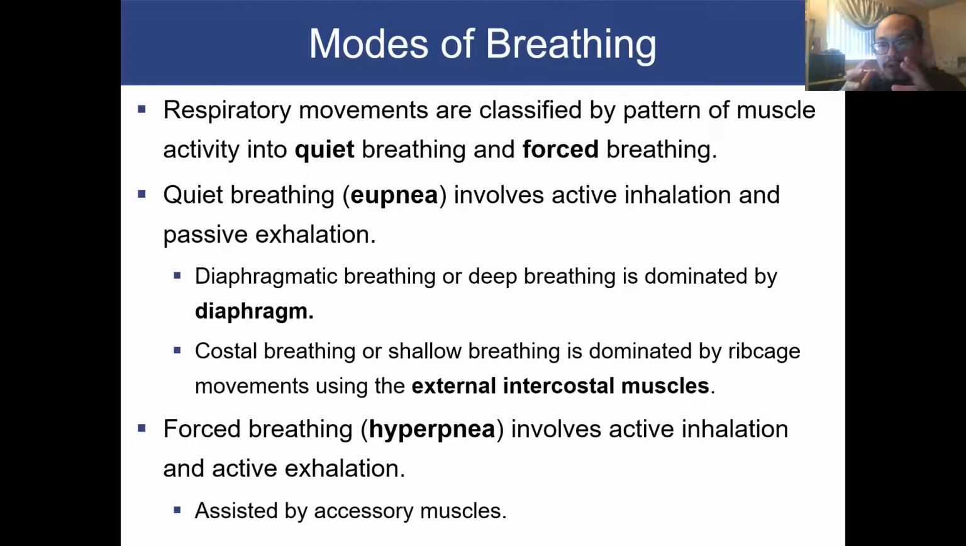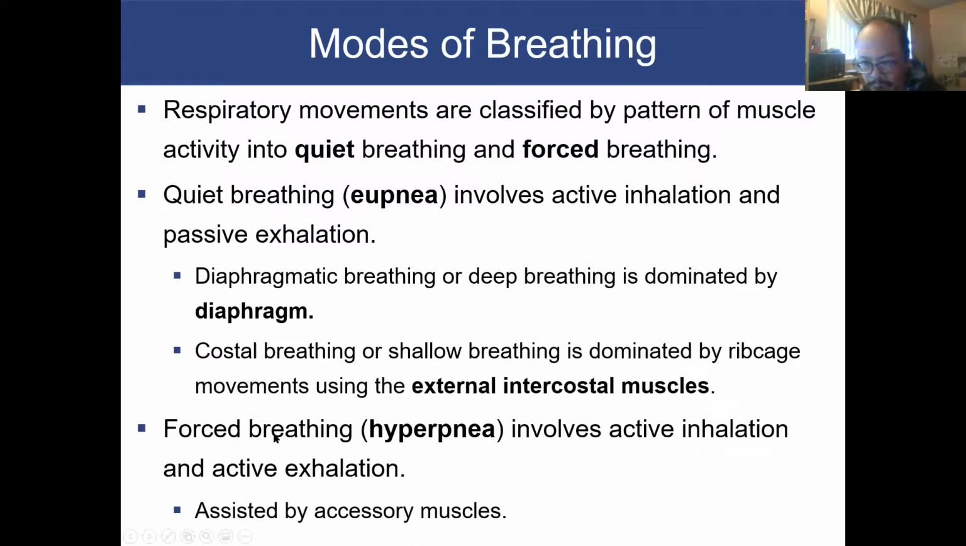While we breathe out, we just relax these muscles. We relax the diaphragm and relax the external intercostal muscle. Then everything we expanded, when we don't make any effort, squeezes back, kind of recoils, and then we breathe out. So that's quiet breathing.